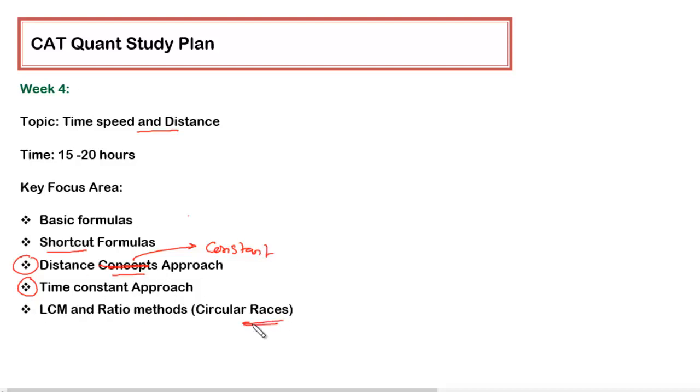And circular races have an altogether different approach to solve. Therein we apply the method of LCM and ratio to solve almost every question based on circular races. In this, we don't require any formula, although the formula exists, but I don't recommend using the formula. You have to just use the method of LCM and ratio to solve all questions based on circular races. For all other subtopics from time, speed and distance, definitely you have to learn both the formulas as well as the approaches, right?